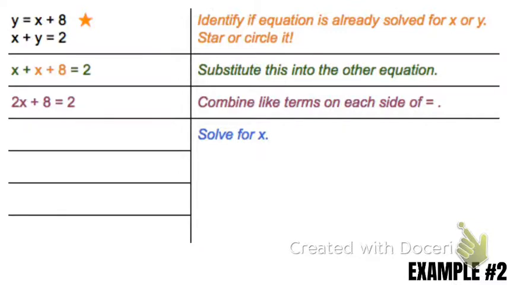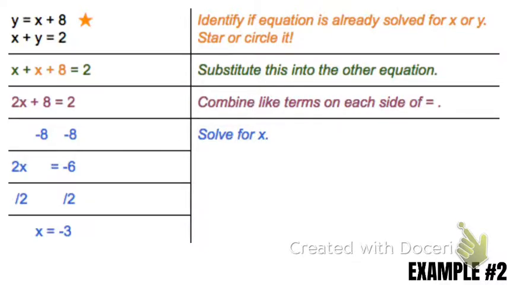And then I move on and solve for x. So I'm going to subtract 8 from both sides, and then I'm going to divide by 2. So what I've done is I just found out that x equals -3. So we're halfway there. Now we just need to figure out what y equals.